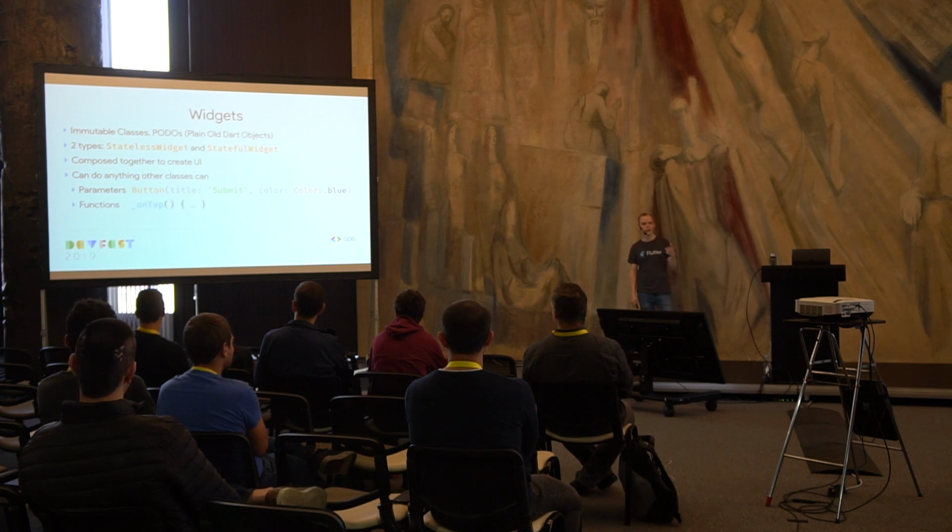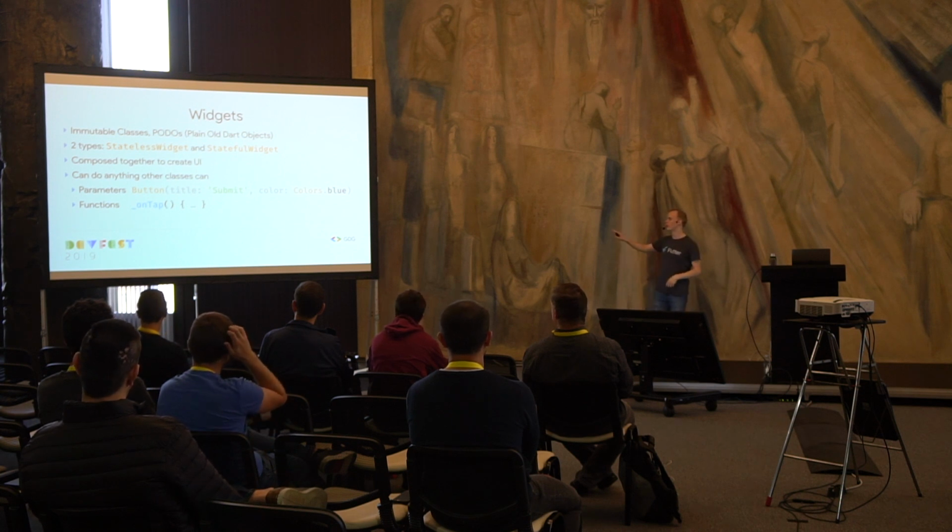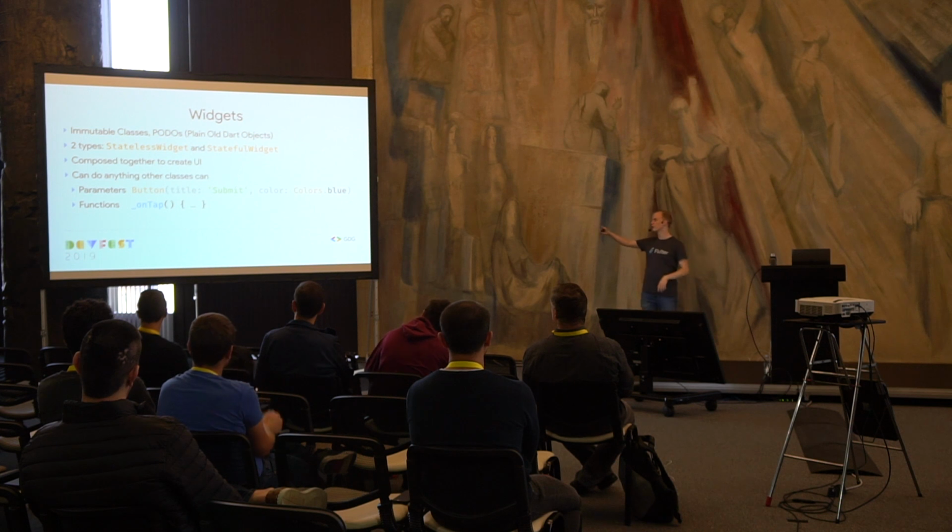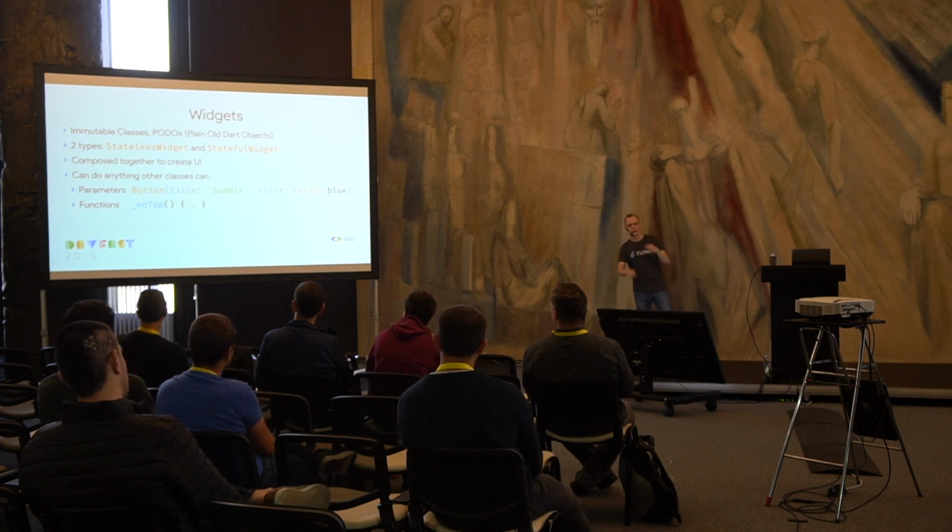Then there's functions you can define. So instead of having a button with a callback right there in the UI code, you can lift that up and just put the onTap method in the constructor of the button, and then just define your onTap method somewhere else to keep it nice and clean.